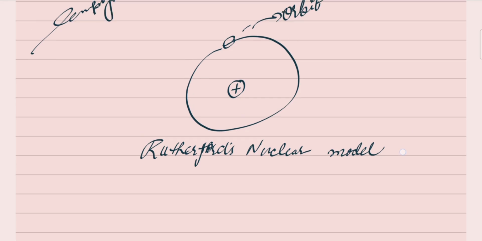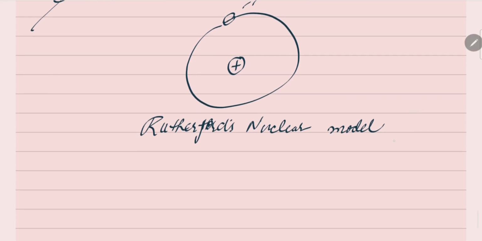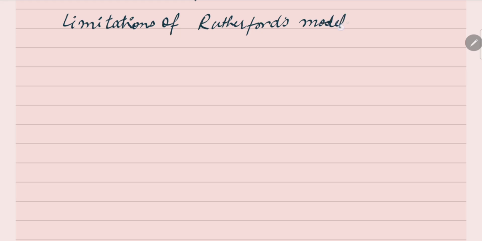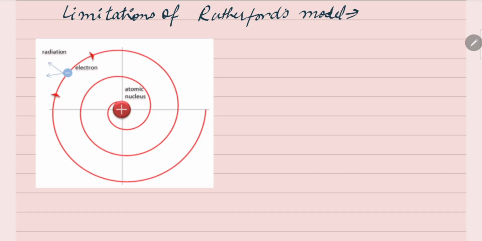Although Rutherford's nuclear model was quite advanced as compared to the J.J. Thomson model, it actually had a few flaws. So there were limitations of Rutherford's model. Let's talk about it. In the limitation, what he could not explain was how electrons are moving around the nucleus.